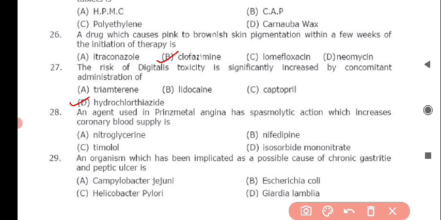Next question is an agent used in Prinzmetal angina has a spasmolytic action which increases coronary blood supply is, and the correct answer is option D, isosorbide mononitrate. Next question is an organism which has been implicated as a possible cause of chronic gastritis and peptic ulcer is, and the correct answer is option C, Helicobacter pylori.